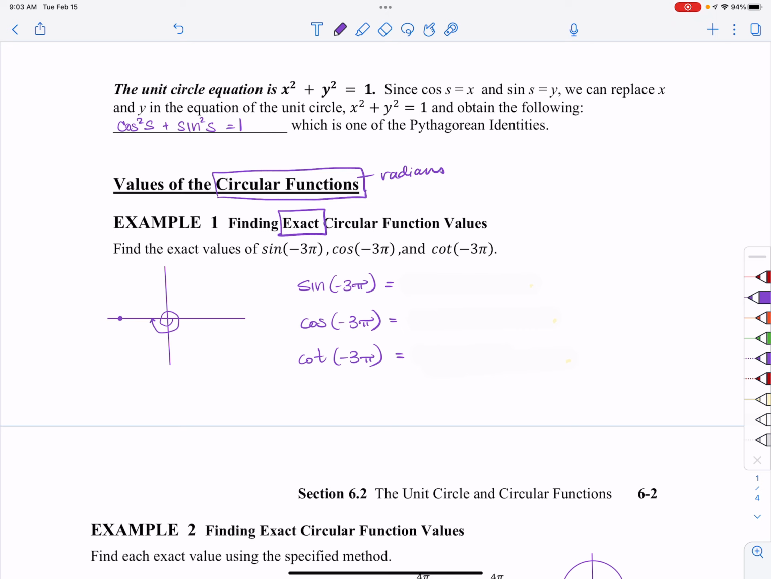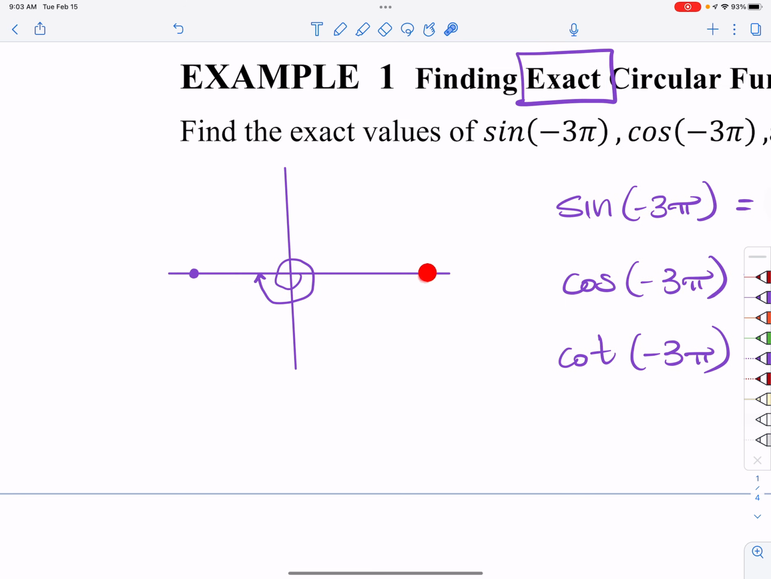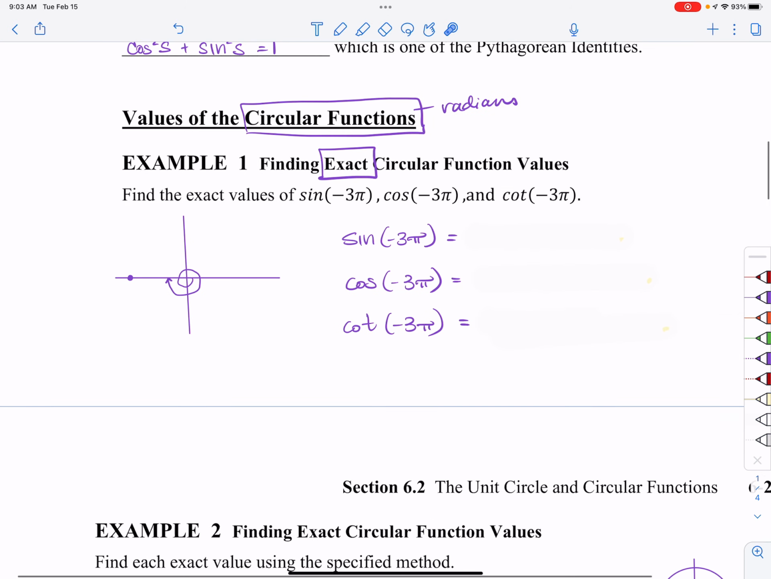So example number 1 says that we should find the exact value of sine of negative 3 pi. Well, the first thing you have to do is know where 3 pi is, and then you can find out where negative 3 pi is. I can count my way around the circle. Here's where 0 is. If I'm going this direction, here's where pi is. And then I keep on going, here's 2 pi. If I keep on counting, here's 3 pi. If I go in the negative direction, then I've got negative pi, negative 2 pi, negative 3 pi. So that will be the position of my negative 3 pi.